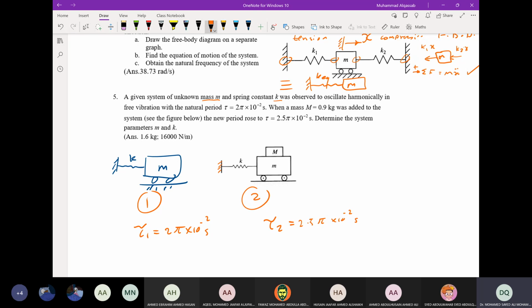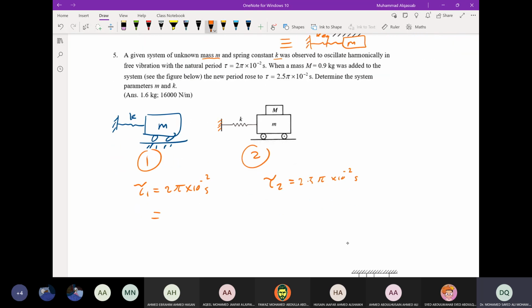What is the equation for tau 1? It is 2 pi over omega n, and omega n is square root of k over m. It means this is 2 pi times square root of m over k. And for the second system, tau is again 2 pi over omega n, but the mass is now increased, so it will be 2 pi times square root of (m plus the added mass) over k, with the added mass known, equal to 0.9 kilogram. You solve two equations with two unknowns, and we should be able to find the value of k and the value of m.